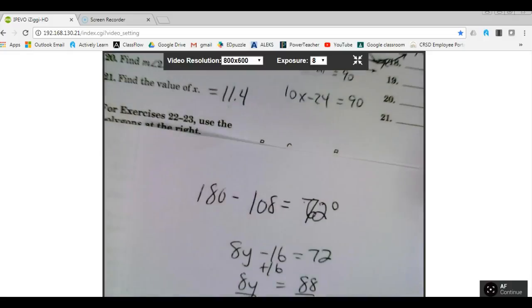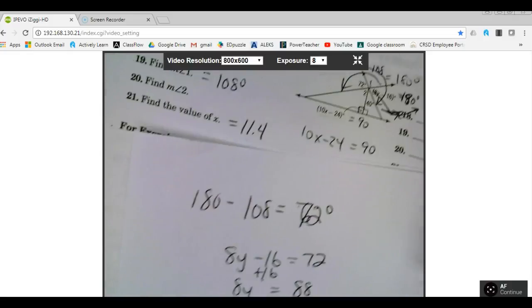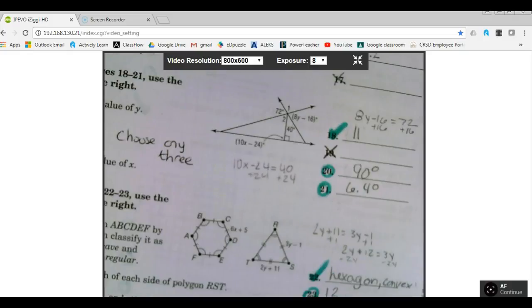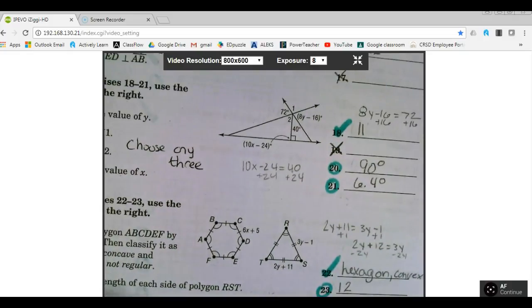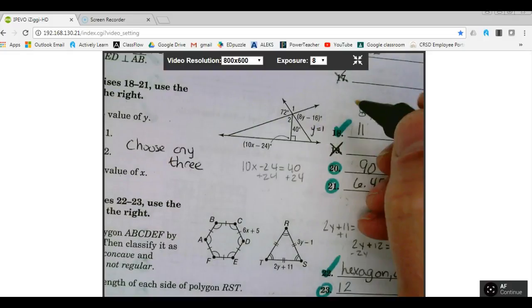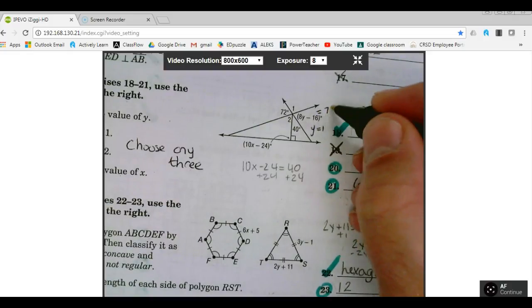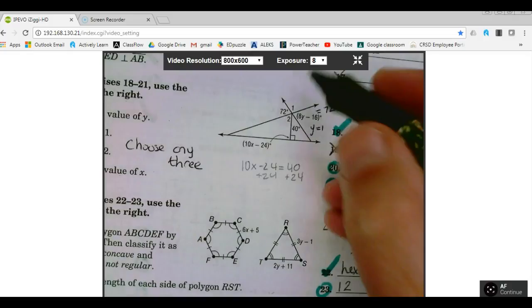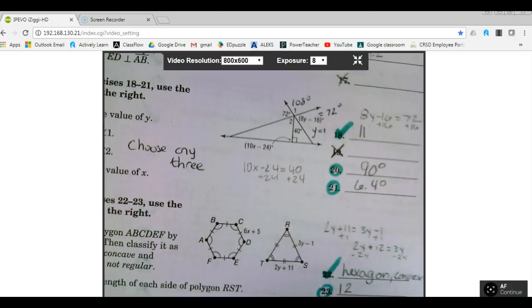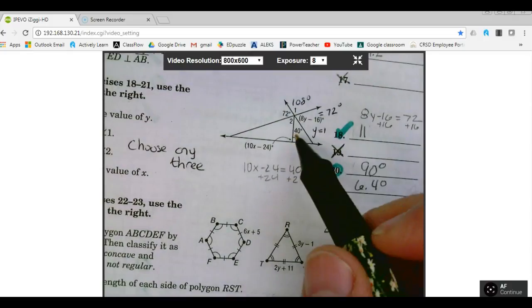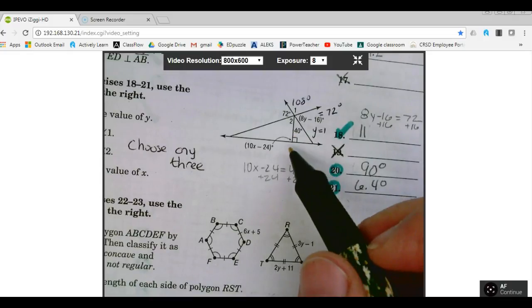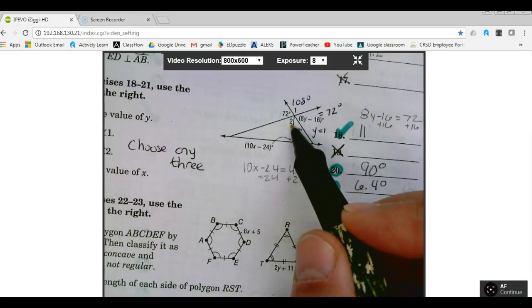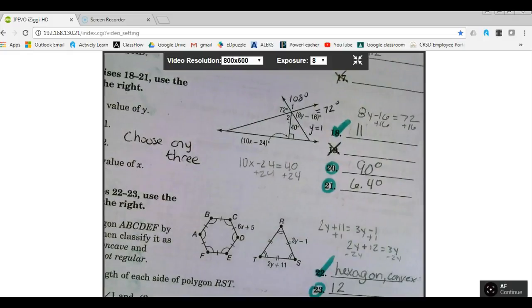So in the end, when we look back at it, let me show you a different one here. So here is one here. So then we know that y equals 11. We know that this angle equals 72 degrees. We know that this one is 108 degrees. And then we need to actually do measure of angle 2, because we haven't actually done that.